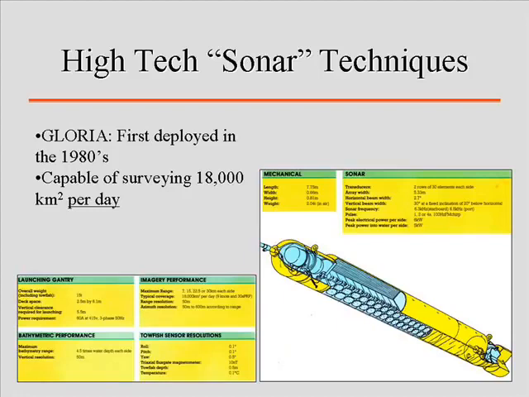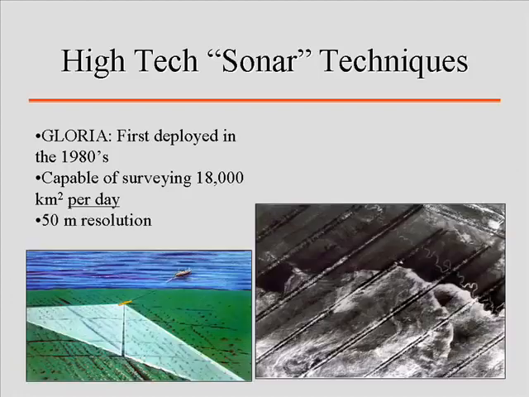Here's the incredible thing. It can survey 18,000 square kilometers per day. Let that sink in. 18,000 square kilometers per day. This thing is incredible in terms of what it can do. It's still side-scan sonar, so it still does the same thing. But now we're talking about swaths that are on the order of 100 kilometers wide.